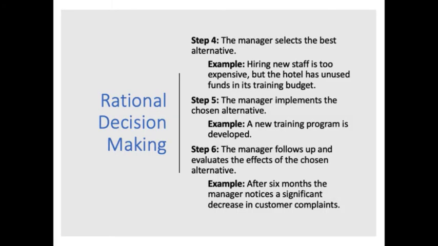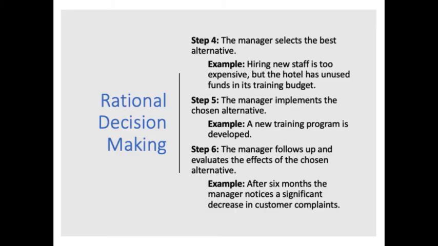So let's keep going. Step 4, the manager selects the best alternative. Hiring new staff is too expensive, but the hotel has unused funds in its training budget. And so he or she deems that that's the best alternative at the present time. Remember, some of it is the selection itself, and some of it is the combination of the alternative and the timing that you're going to implement.